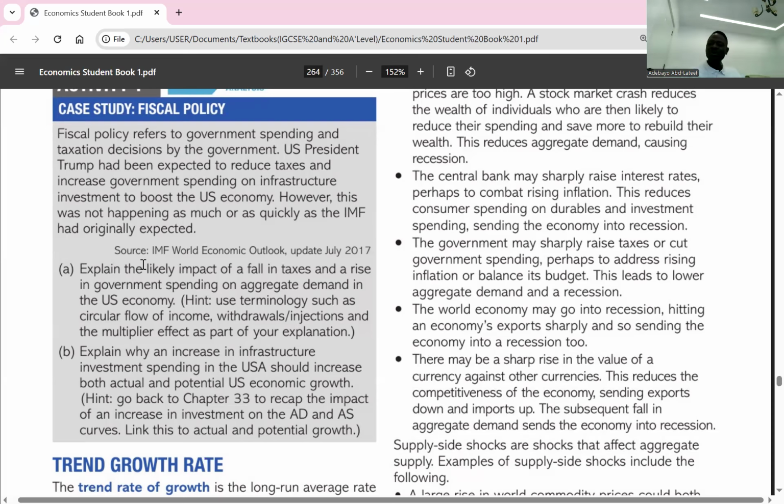As soon as the central bank comes up with increasing the interest rate, this reduces consumer spending on durables. And if consumer spending on durables reduces, investment is expected to fall. So this will bring the economy back into recession again. Do you get the point here?